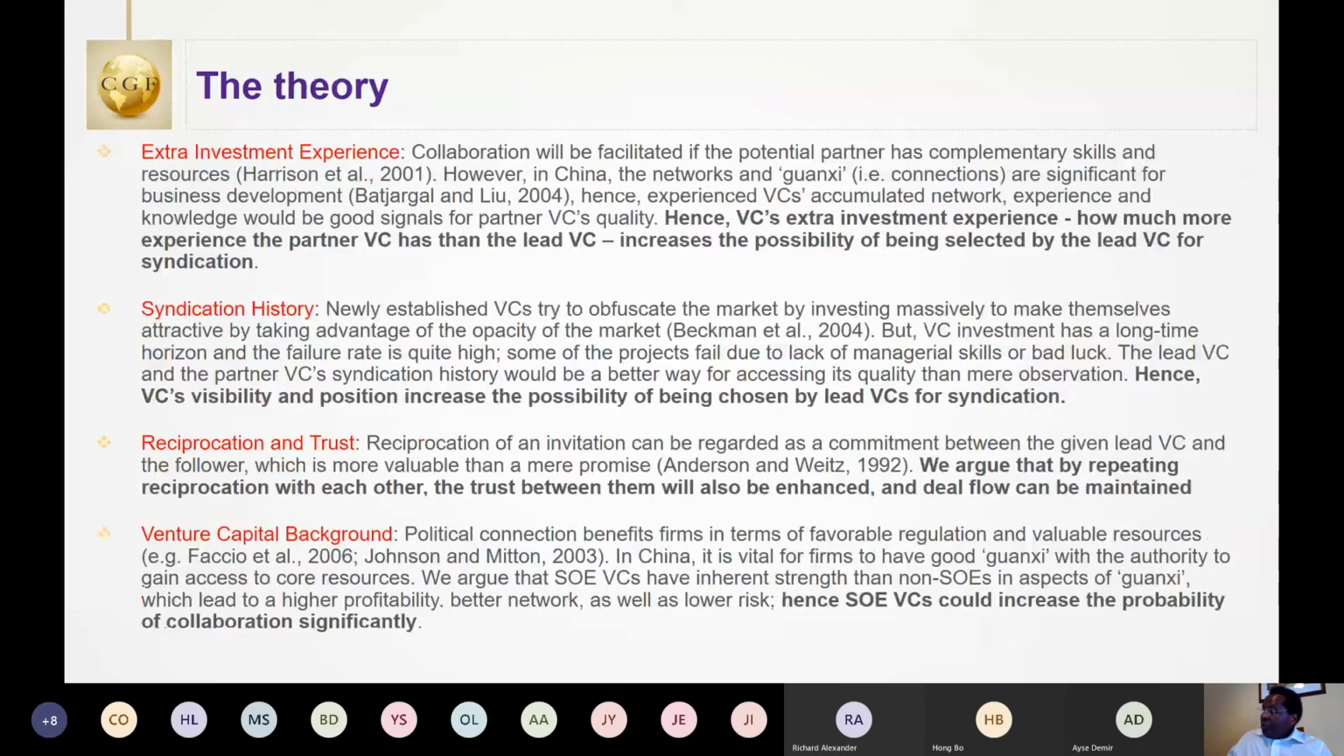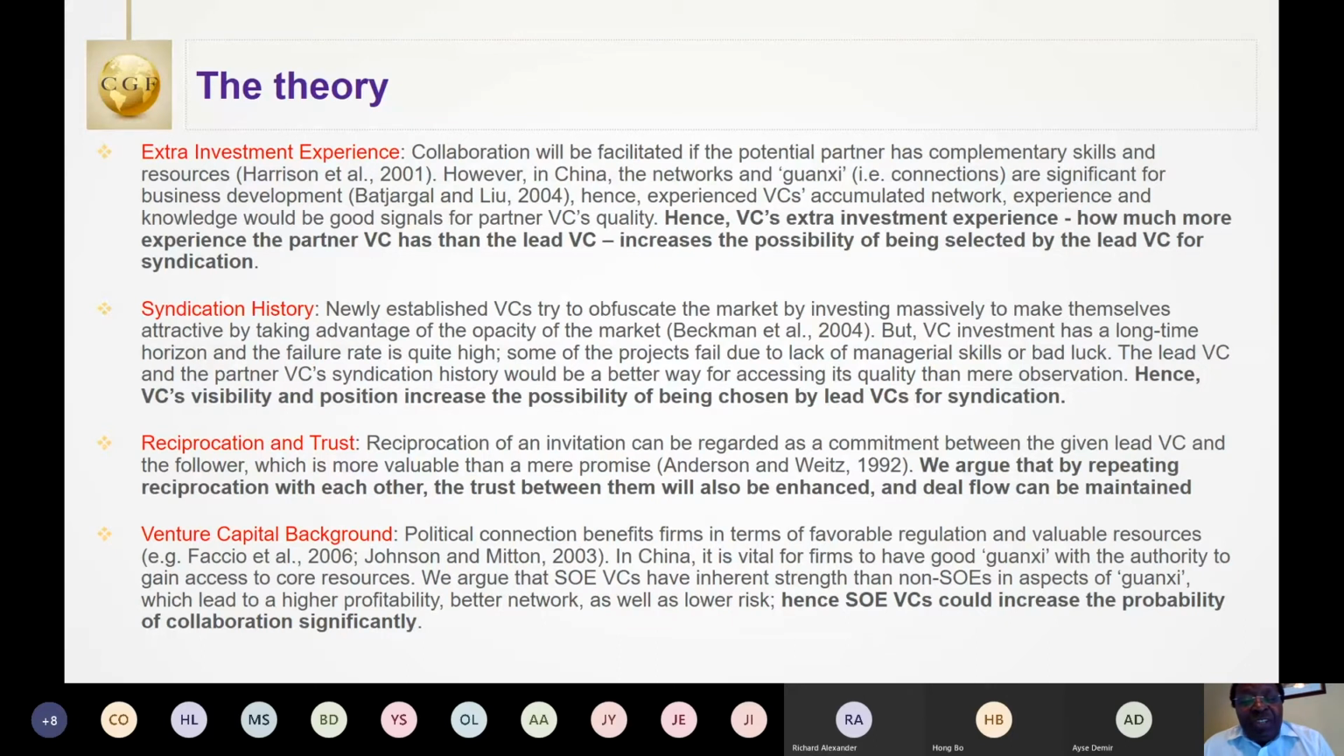Okay. So let me just mention a little bit about the theory. And in the drafting, this is the way we configure the hypothesis also in this presentation. I'm not stating them as hypotheses, but there are four important aspects of the theory. It starts by understanding why lead venture capital firms need to partner in order to get resources and also to get complementary skills. That is expressed in Harrison's paper, Harrison and others, 2001.